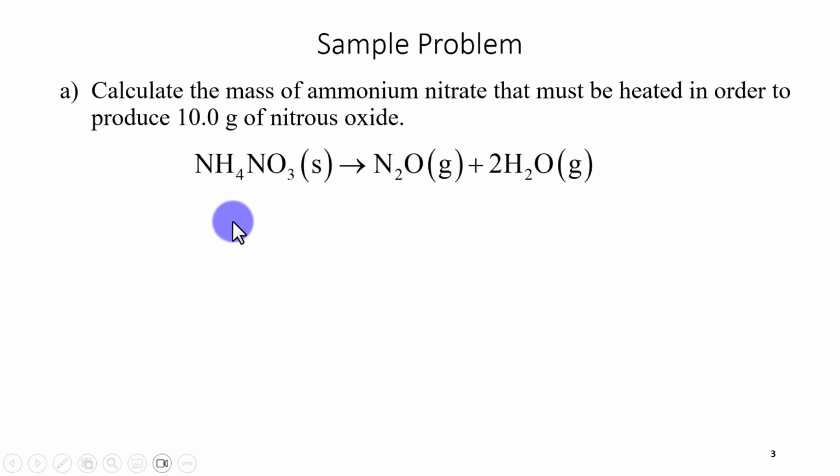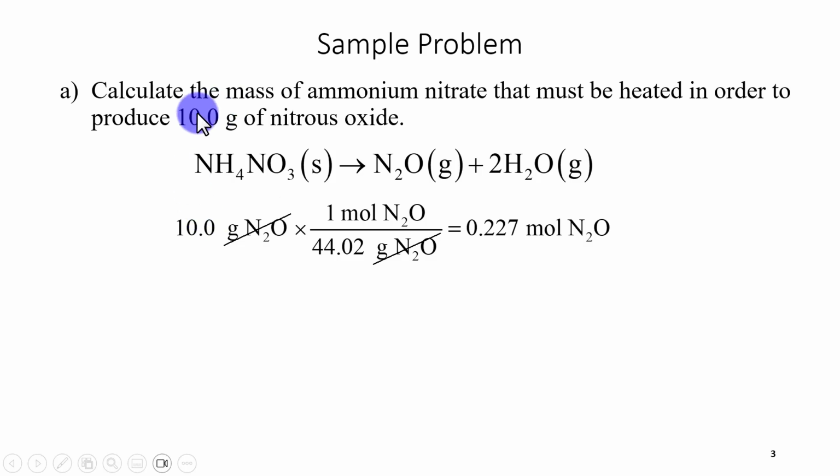Here's my reaction. Once again, the first thing I need to do is make sure it's balanced. And I have 2 nitrogens, 4 hydrogens (2 times 2), and 3 oxygens (1 plus 2, because 2 times 1 is 2, so 1 plus 2 gives me 3). So it's balanced.